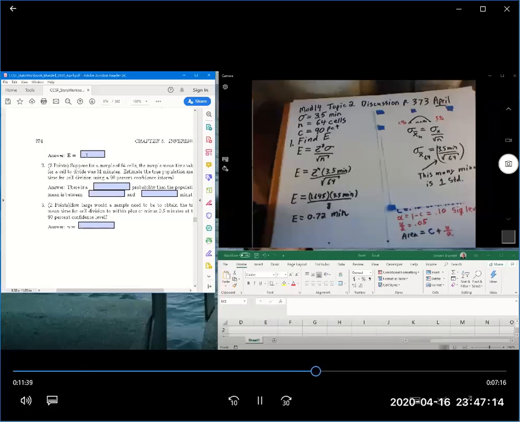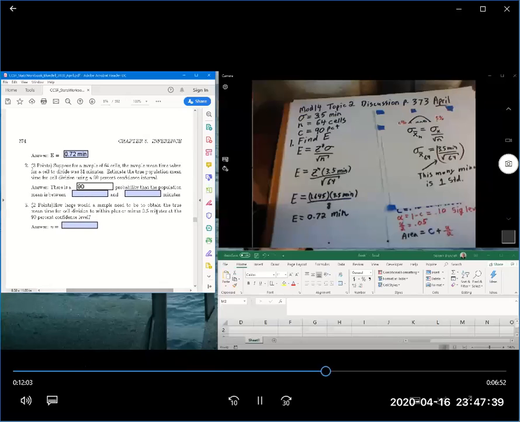So, going back to the exercise in the workbook, I'm going to write 0.72 minutes right there. So now, what we figured out is that there's a 90% probability that the distance between the population mean and x bar is not more than 0.72 minutes. Okay.